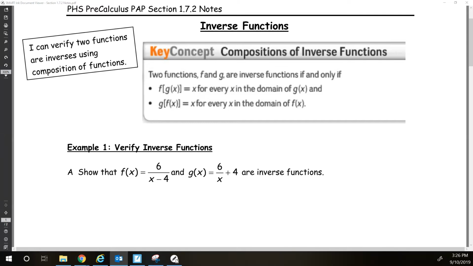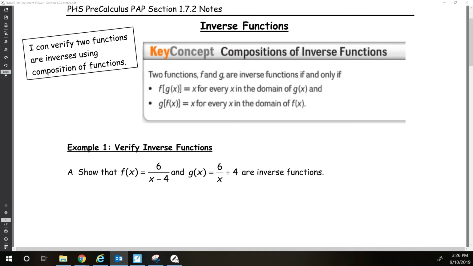Hello, PreCalculus. Welcome to the second part of section 1.7. In today's notes, we are going to find the composition, verify that two functions are inverses of each other. We're going to use that with composition of functions. And the second part is we're going to find inverse functions graphically.